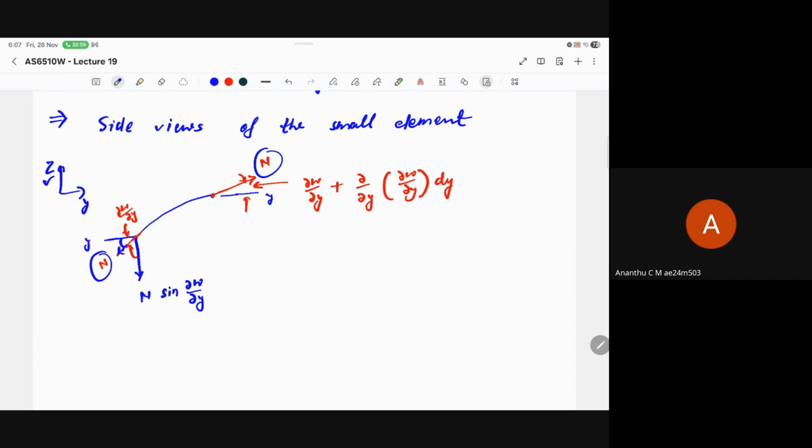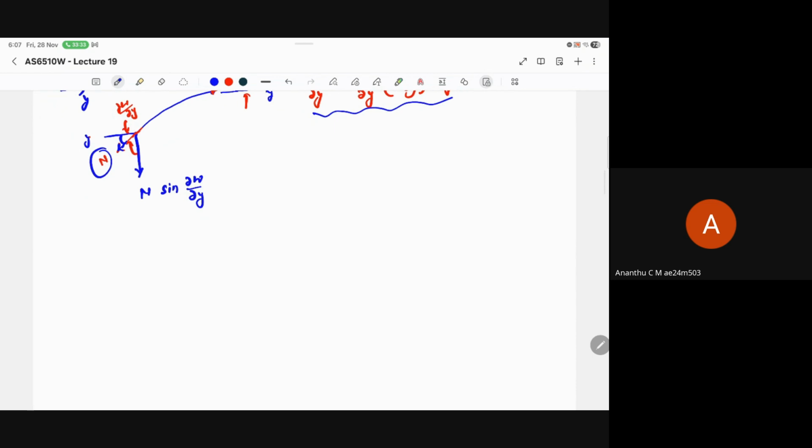Similarly, we are going to have the component here, and this component is going to be n into sine of this angle, sine of ∂w/∂y plus ∂/∂y(∂w/∂y) dy. Okay, so these are the forces in the z direction we have obtained when we are considering the YZ view, basically one of the side views, and similarly we can consider the XZ view.